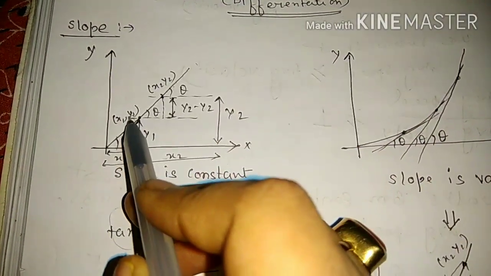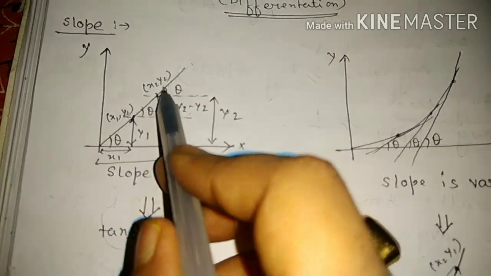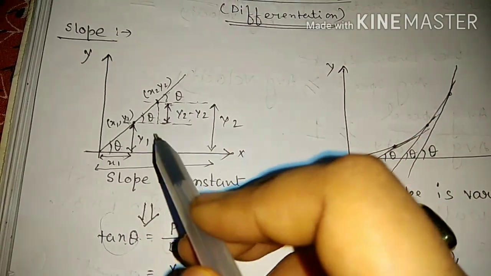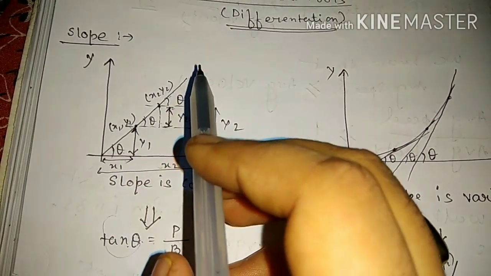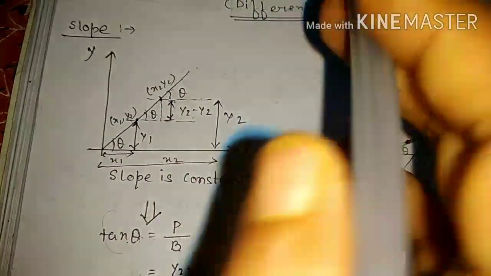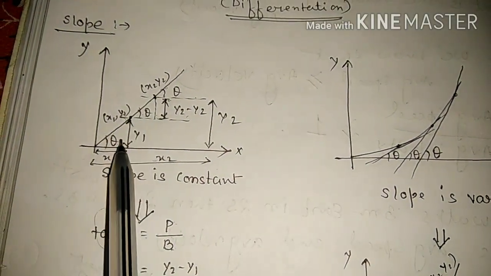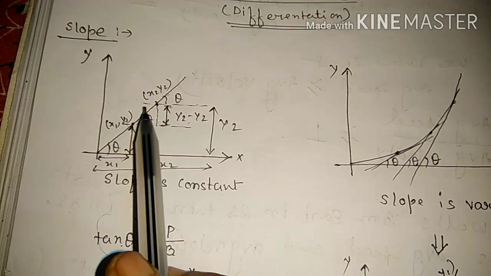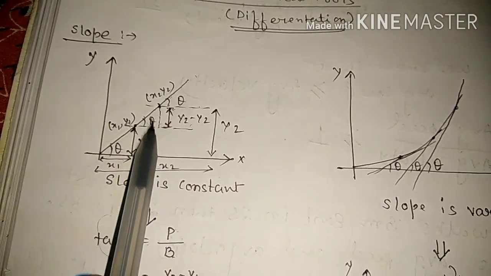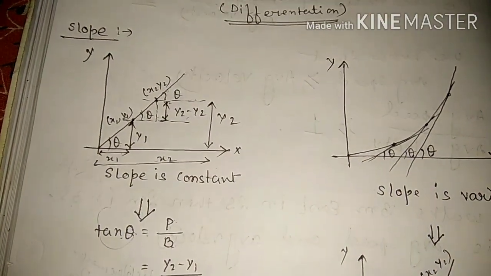Now here if we draw the dotted line, here also theta is the same, and here also we can draw this, so theta is the same. So if in this graph the value of theta is the same, that means the slope is constant. Whatever tan theta value we get here, here, and here, we get a constant value. So in this type of graph the slope is constant because the value of tan theta is constant.